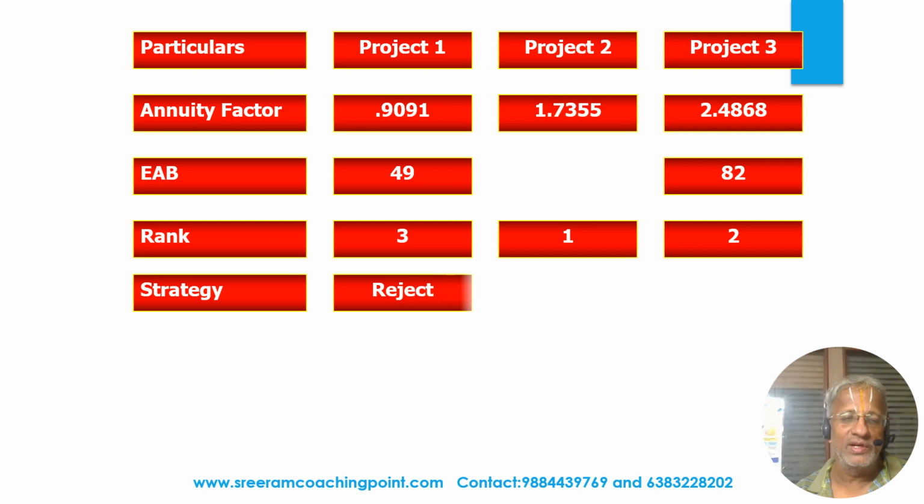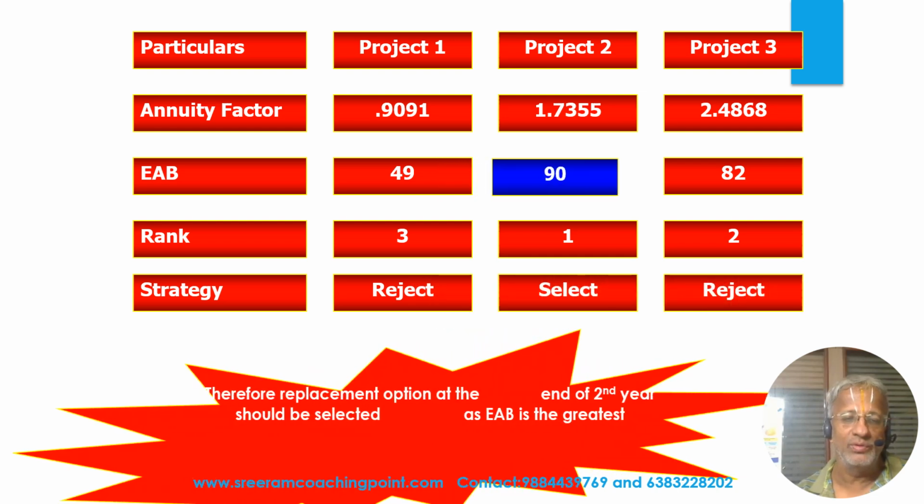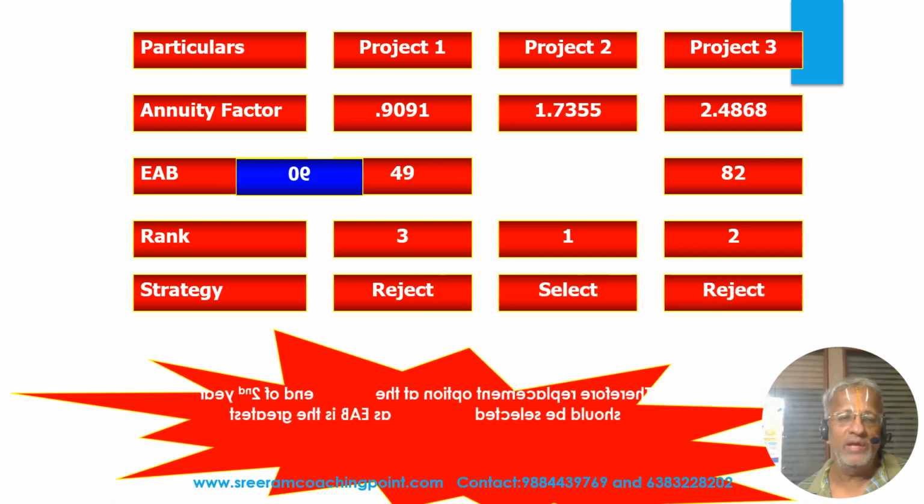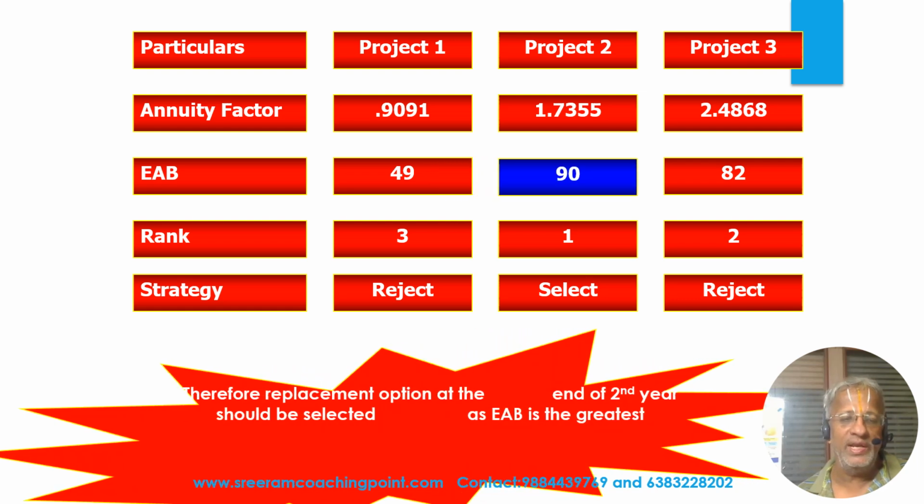So now let us just find out what is the number that we have. That being 90. How did that 90 come? 90 is nothing but the net present value divided by 1.7355. That is the way you get that 90, and that is being ranked number 1. So having ranked number 1 against project 2, we have to say that the replacement cycle is going to be 2 years. That is, every 2 years we will be replacing the asset. This is the way we are expected to take up such problems.